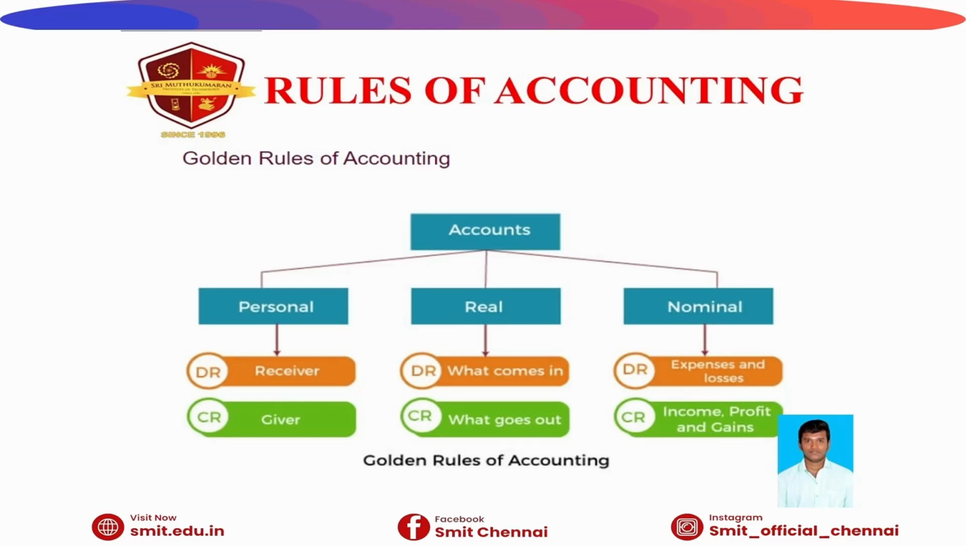After the journal only, ledger, trial balance like that will be generated. Actually, golden rules. There are three types of golden rules. One is personal, another one is real, and another one is nominal.